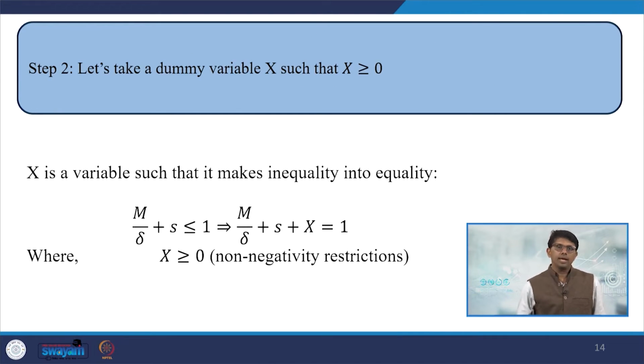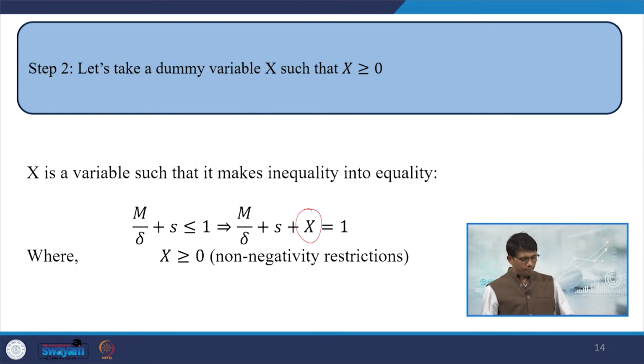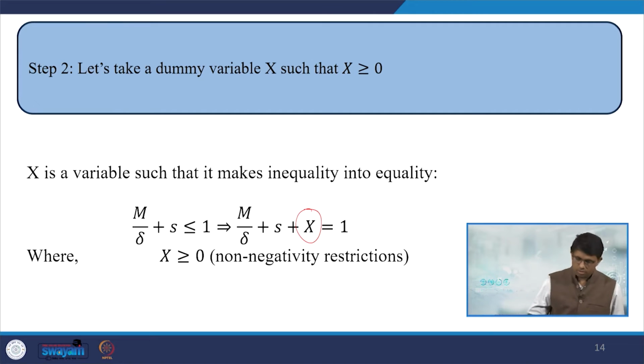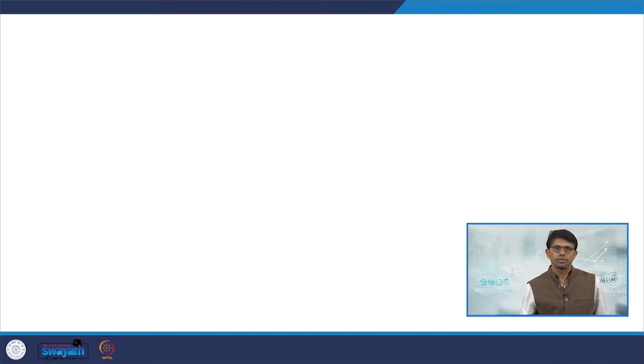Now, if we make that inequality condition equalized with the boundary, that means if we add a certain dummy variable x, okay, then that might be equalized with 1, that is m upon delta plus s plus x. We are just adding a dummy variable, so that it will be equalized with 1, where x is considered to be a non-negative restriction.